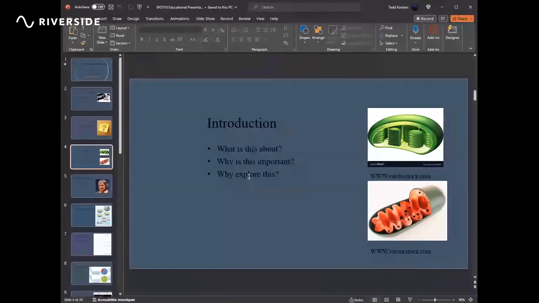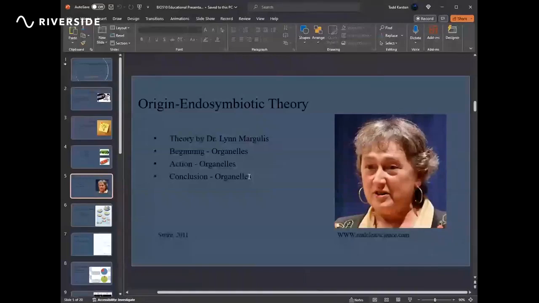To begin with, we need to talk about the endosymbiotic theory and its origins. Dr. Lynn Margulis was the one who first came up with this idea in the 1960s, and the picture on the right is of Dr. Margulis. Her 1981 book, Symbiosis of the Cell, became the officially recognized basis of the endosymbiotic theory.